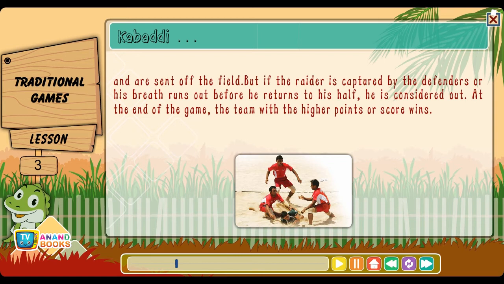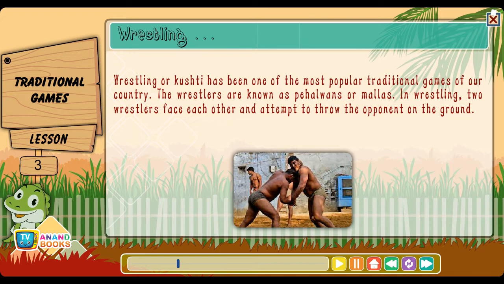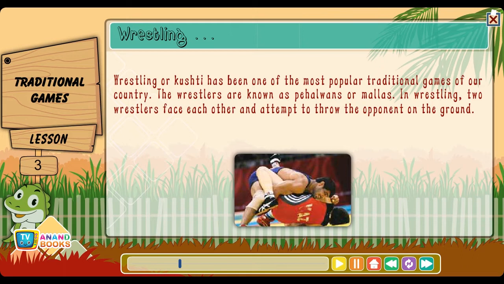Wrestling. Wrestling or kushti has been one of the most popular traditional games of our country. The wrestlers are known as pehelwans or mallas. In wrestling, two wrestlers face each other and attempt to throw the opponent on the ground.